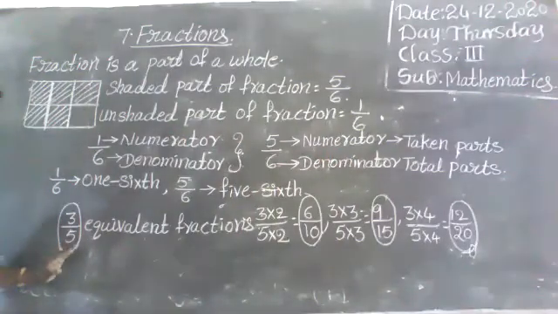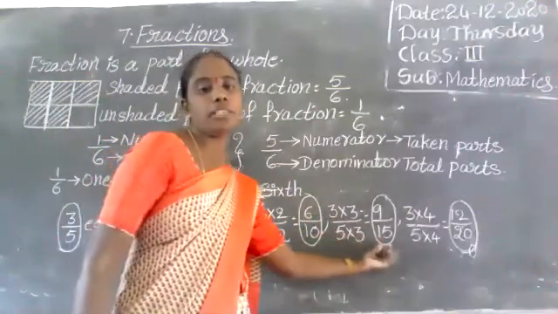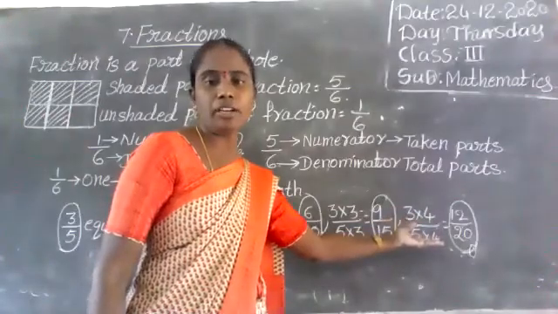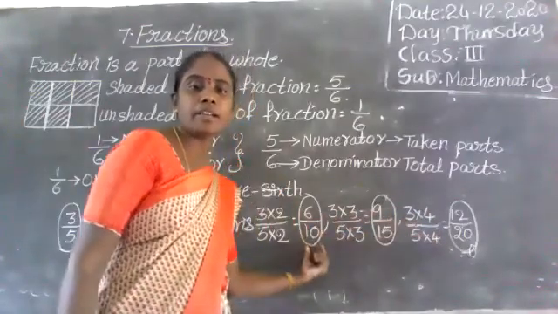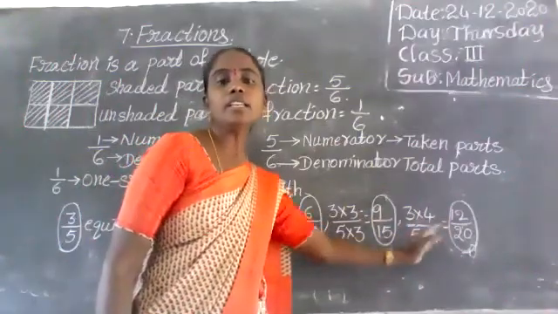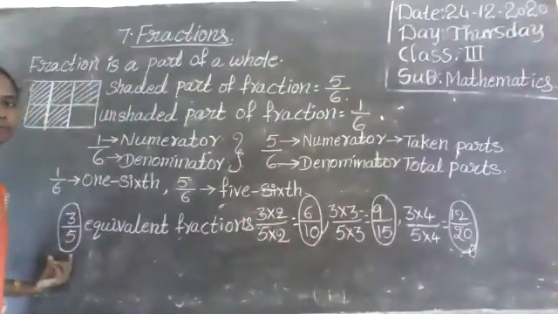3 by 5 equivalent fractions are these, and some more fractions also exist. I have written only up to 3 here. If you multiply by 5, then you get one more equivalent fraction also. Here 6 by 10, 9 by 15 and 12 by 20. These fractions are equivalent fractions of 3 by 5.